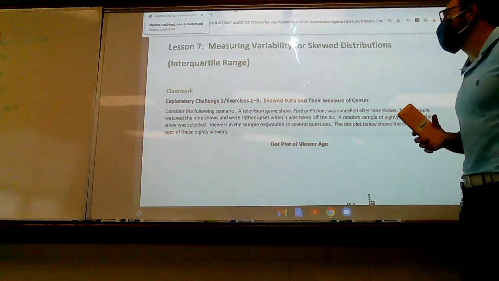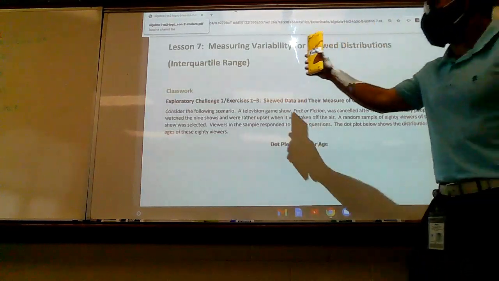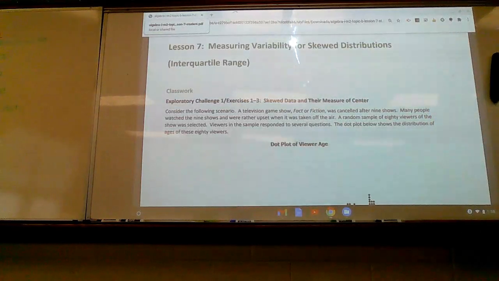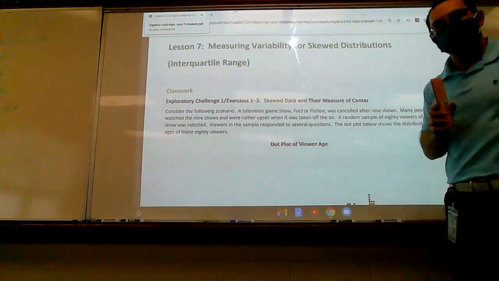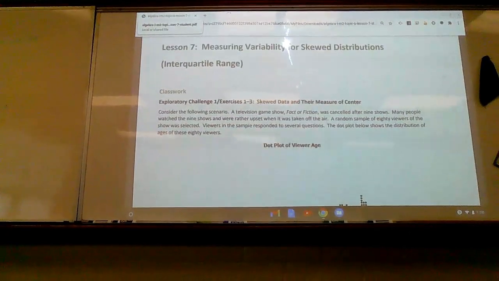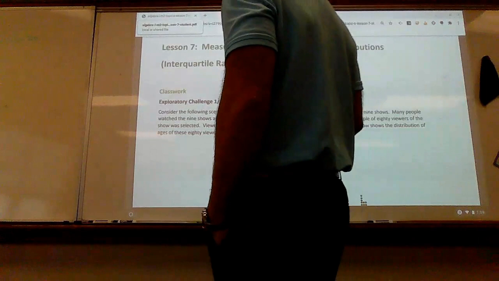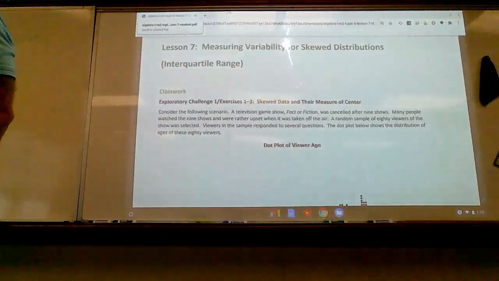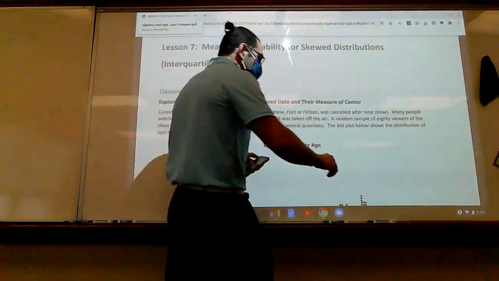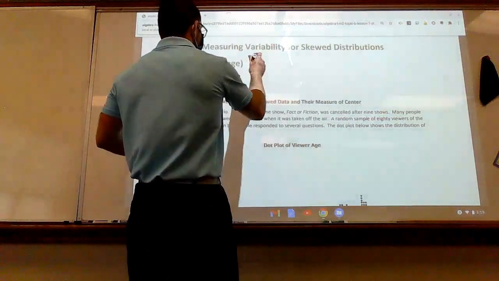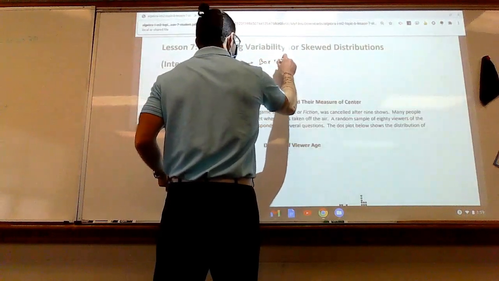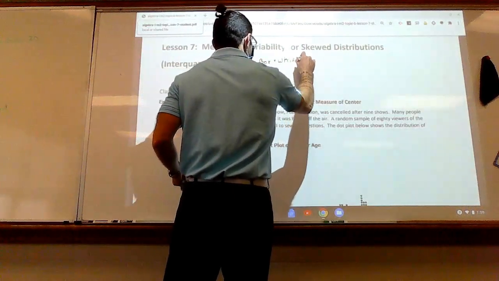Measuring variability for skewed distributions, and this is the word that we want to take a look at. Interquartile range. The word quartile is very similar to the word quarter, right? So there are going to be 4 different ranges that we are looking at. When we see the word interquartile, you need to understand that we're going to make a box and whisker plot.